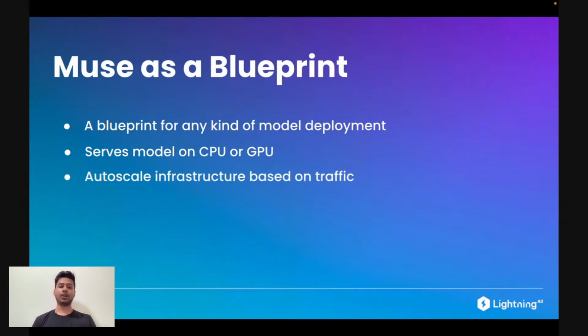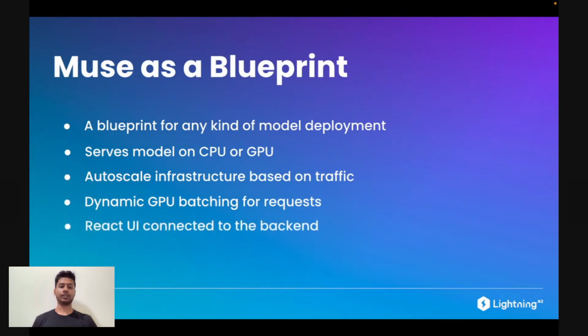The Muse app can auto scale its infrastructure based on the request traffic. It can also do dynamic GPU batching for requests. If you have a GPU, you should be batching your requests to fully utilize the GPU. Then it also has a React UI, which is connected to the Lightning Python backend, and it comes with a rate limiter pre-installed, so that if you deploy your app and someone wants to do a DDoS attack, you are safe. It also has some system monitoring integration like Sentry.